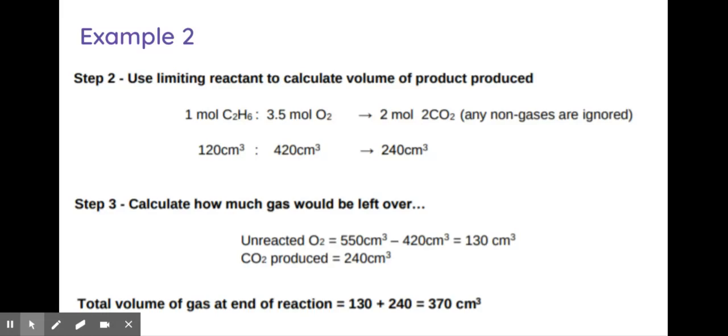Step number 1 is always to find out which reactant is in excess. Step number 2 is to use the limiting reactant to calculate how much of the product is produced. And then lastly, if you're asked for the total volume of gas or the gas composition at the end, just make sure to include your unreacted gas. Whichever gas you have in excess at the start is going to be included in that gas mixture.